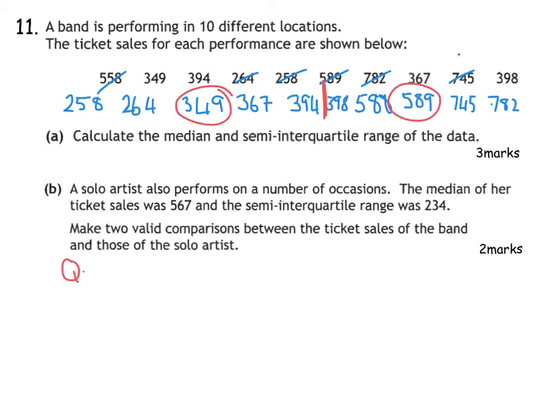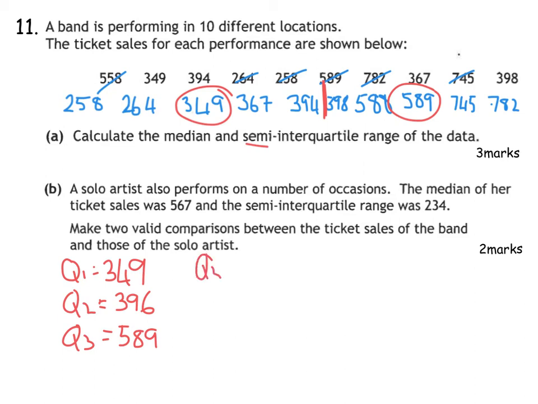So my Q1 is 349. My Q2, which is my median, is between 394 and 398, so 396. And then my Q3 is 589. And the semi-interquartile range does exactly what it says on the tin. Semi means half. Range is highest take away lowest, so it's Q3 minus Q1 all over 2, which is 589 minus 349 all over 2.